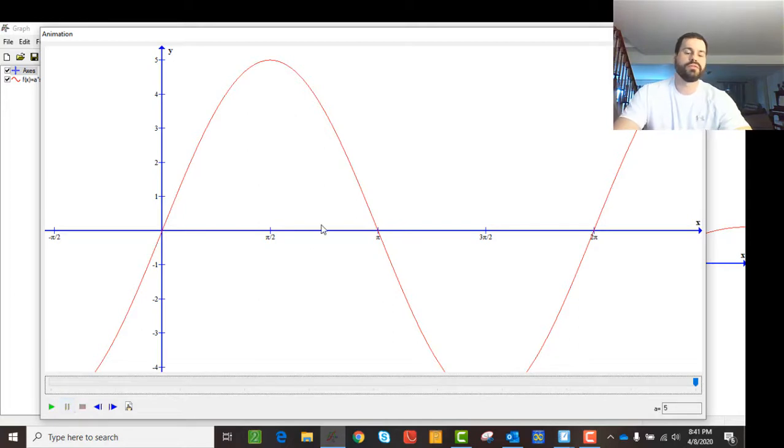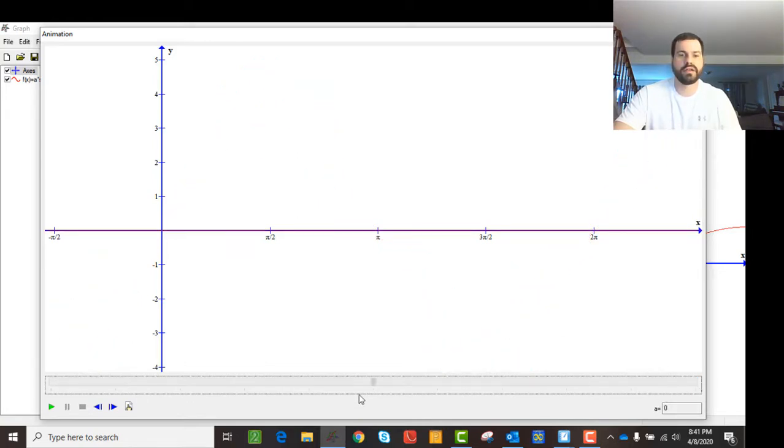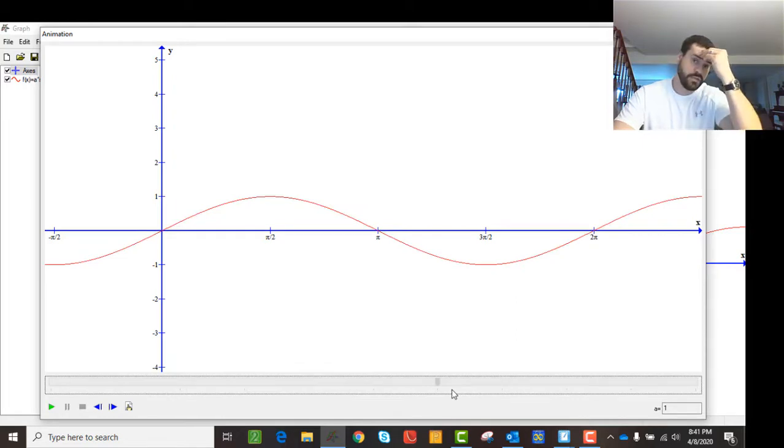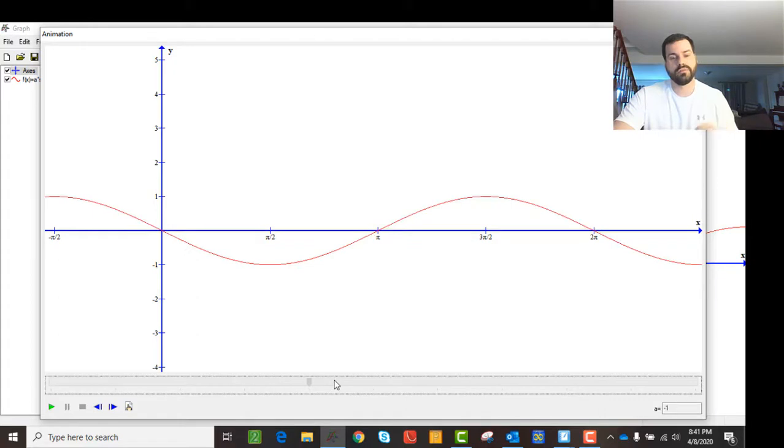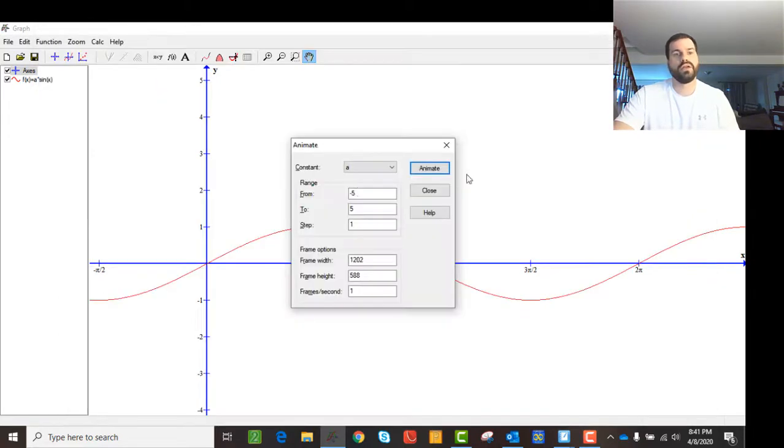So hopefully you noticed what A does to the graph. A affects the amplitude or the stretch. And if it's negative, it flips it upside down, which is called a reflection in the x-axis. So as I go negative, you notice it flips. There it's positive, 1. That's the original graph. This is now -1. It just flips it upside down. Okay? So that's what A does to the graph.